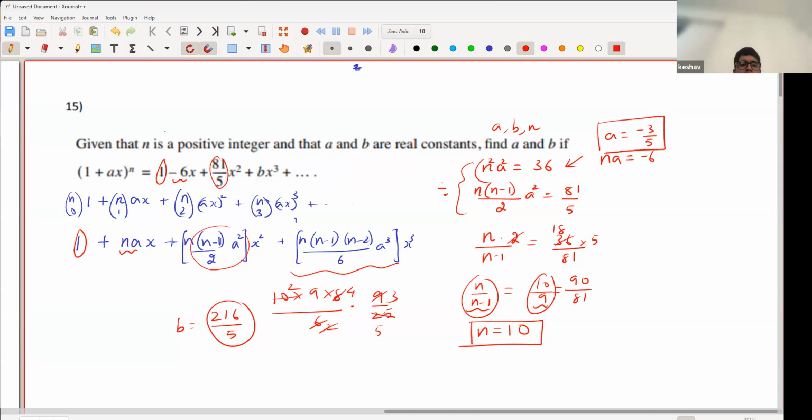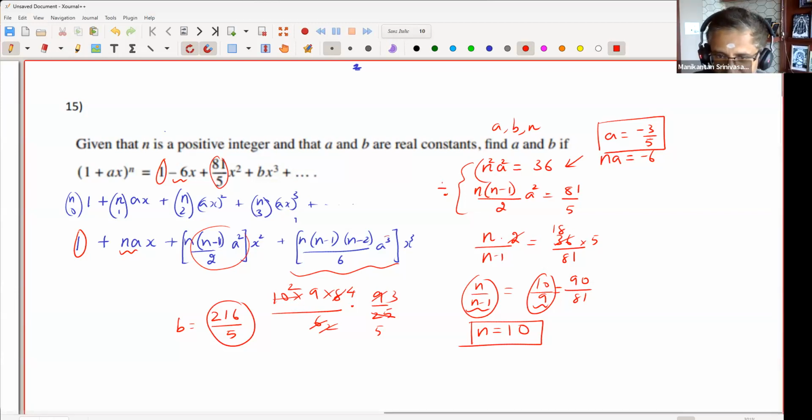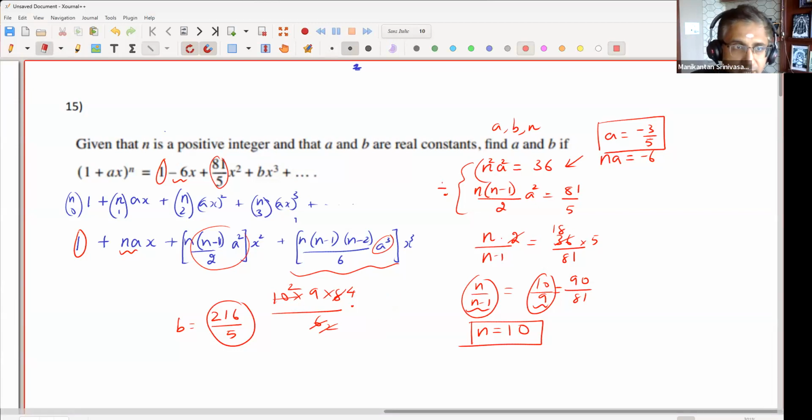It's minus 648 over 25 because it's supposed to be a cube, not a square. Then you should have called out earlier. So my mistake. Okay, fine. Simplification mistake. But as you rightly said, a cubed is minus 27 by 125.